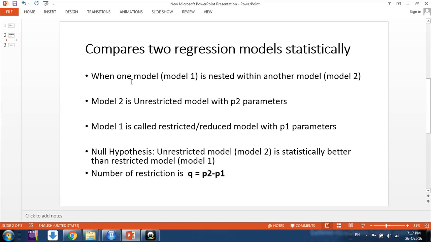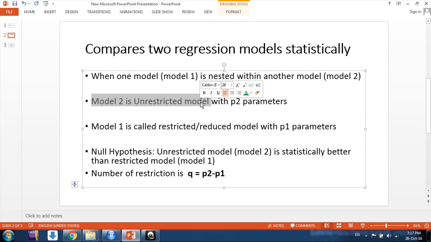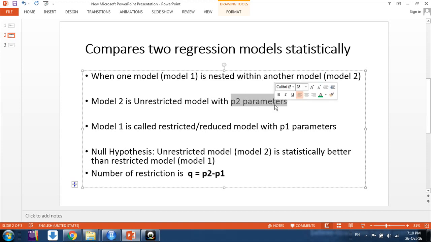When we have the models that are nested within each other, we could use F-test. Suppose we have one model, that is model 1, which is nested in another model, which is model 2. In that situation, we would say model 2 is an unrestricted model with P2 parameters. It's a larger model with more number of independent variables. Here P2 parameters indicates the number of independent variables we have in the model. And model 1 is called restricted or reduced model with P1 parameters.